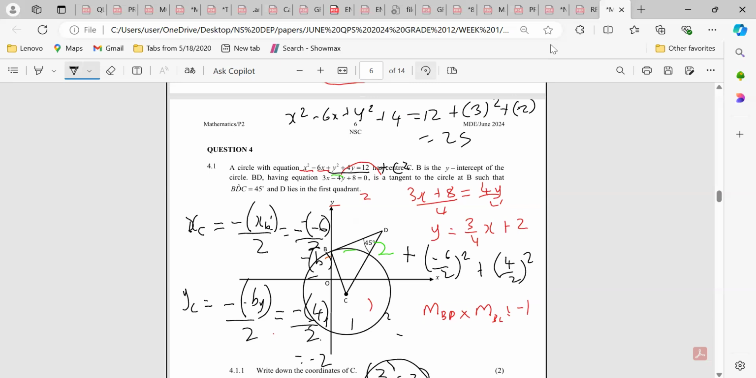Can you get the point B? Yes, using this one, x of b. No, you can't. You need to use the equation of the circle here. This one is not an equation of the circle, it's just an equation to get the centre. So with x of c equal to 3, then you get x of b.